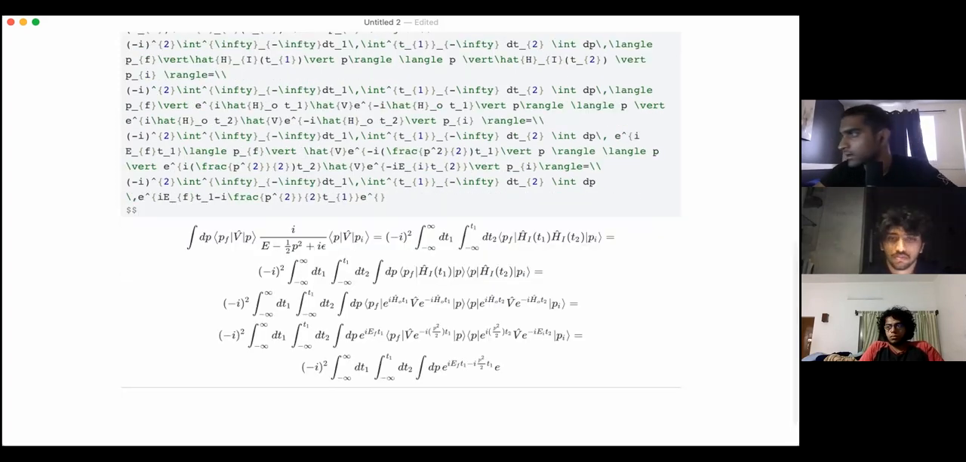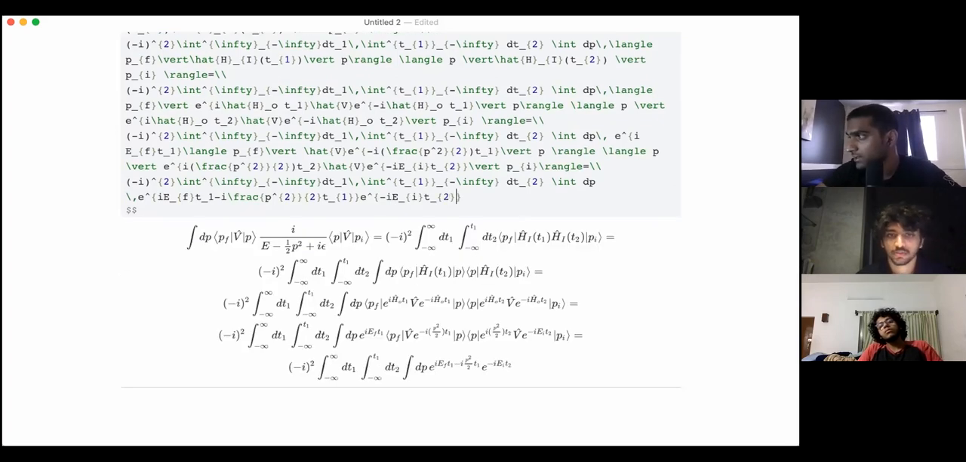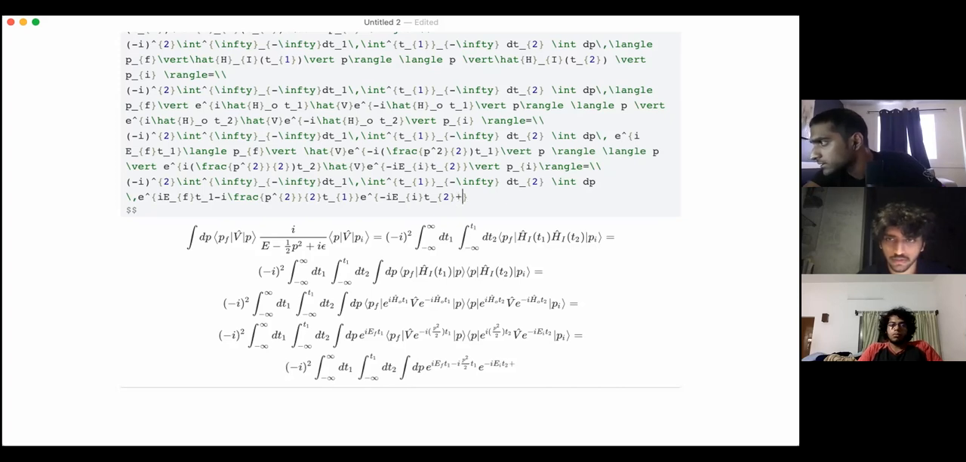And then I have another exponential: plus i p squared over 2, and I have minus i E_I t2. Correct. I mean, if it was a bracket, I would put minus, but now plus i.